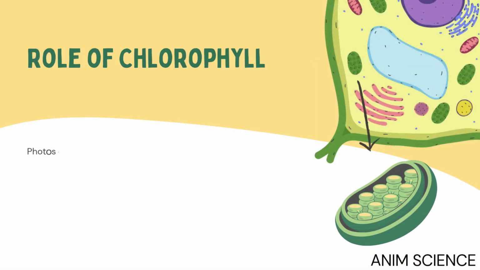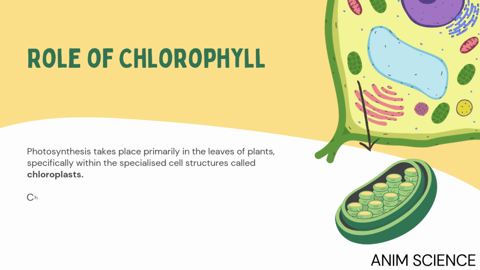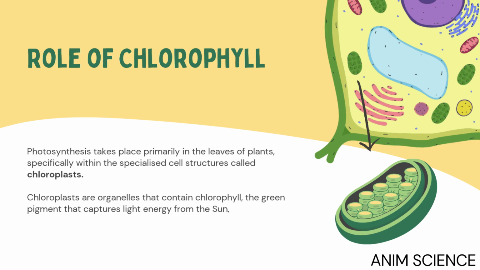Now let's talk about chlorophyll, which plays a very important role in photosynthesis. Chlorophyll is a green pigment found in the leaves of plants. It is the reason why most plants appear green in color. But its role is much more important than just giving color. Chlorophyll is responsible for absorbing sunlight, which is the main source of energy needed for photosynthesis. Without chlorophyll, plants would not be able to capture this energy.